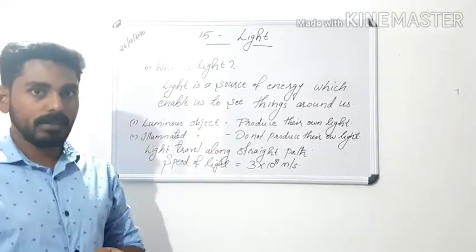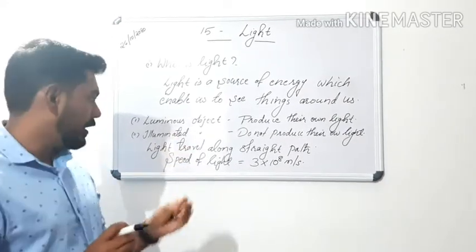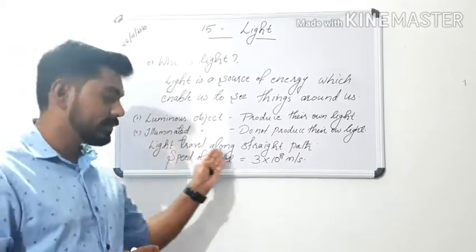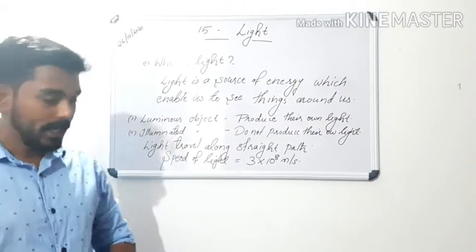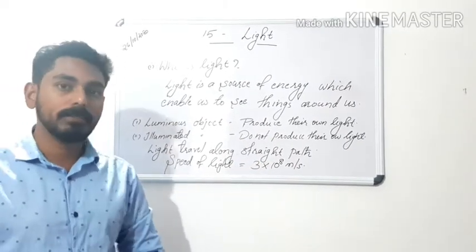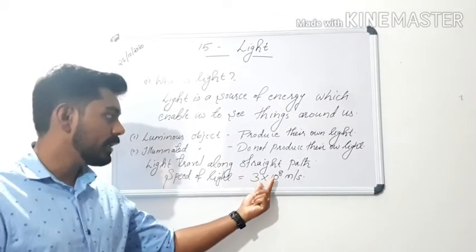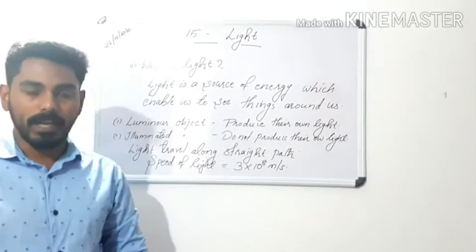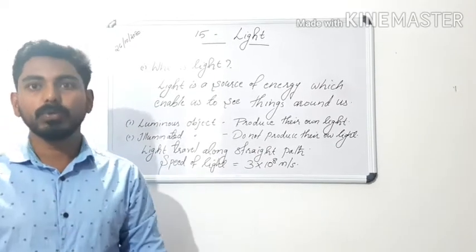So today I am going to just mention such things before beginning the chapter. Light travels along a straight path. It's called rectilinear propagation of light. Even the speed of light is 3 into 10 to the power of 8 meter per second. This is the actual speed of light, 3 into 10 to the power of 8 meter per second. When we talk about light, there are a lot of applications where we make use of light.